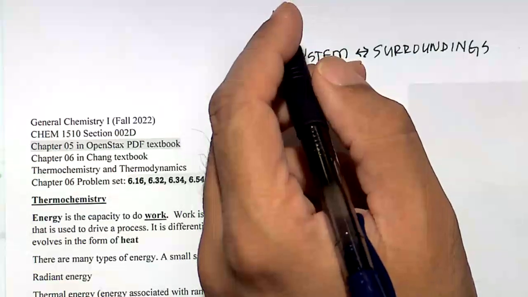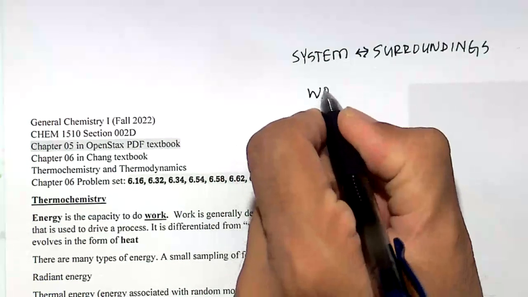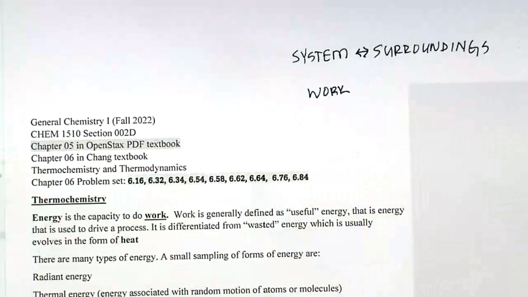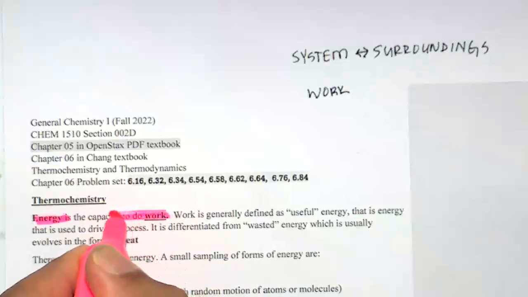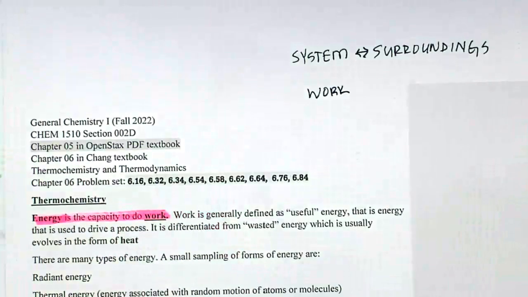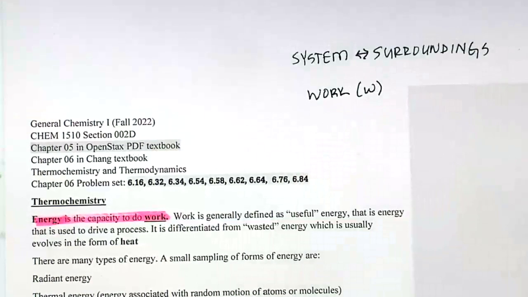There's two ways these two can interact with one another. One way is that they can do work on each other. Work is a type of energy. There's many different types of energy. In fact, if you look at the definition of energy, it's the capacity to do work. Work we'll call lowercase w.